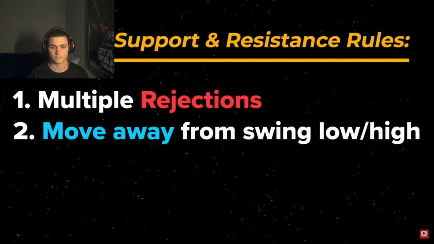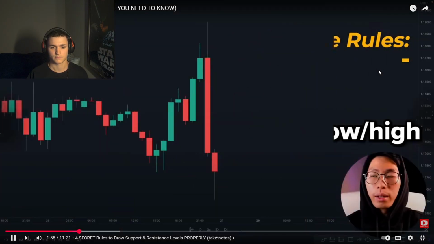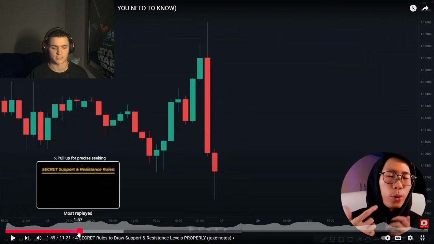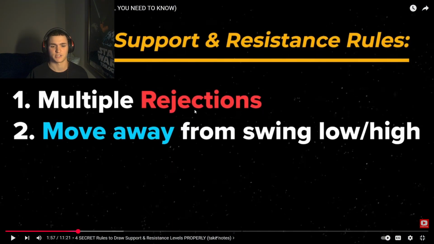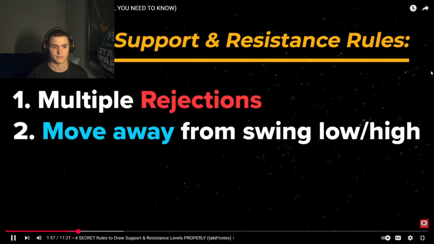Price needs to move away from the swing low or swing high. In this example, well, yeah, is that not the same thing as multiple rejections? What's the difference? So secret that you had to say the first rule twice. Cool. Swing low or swing high.